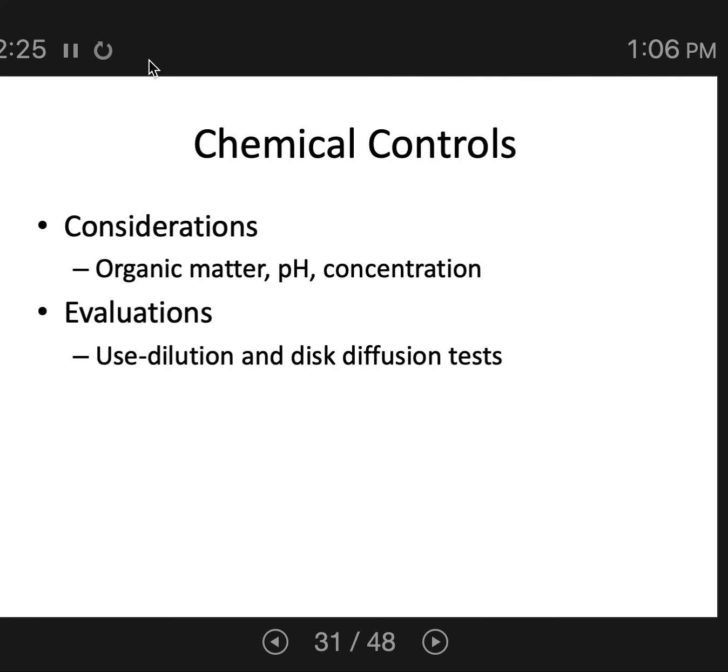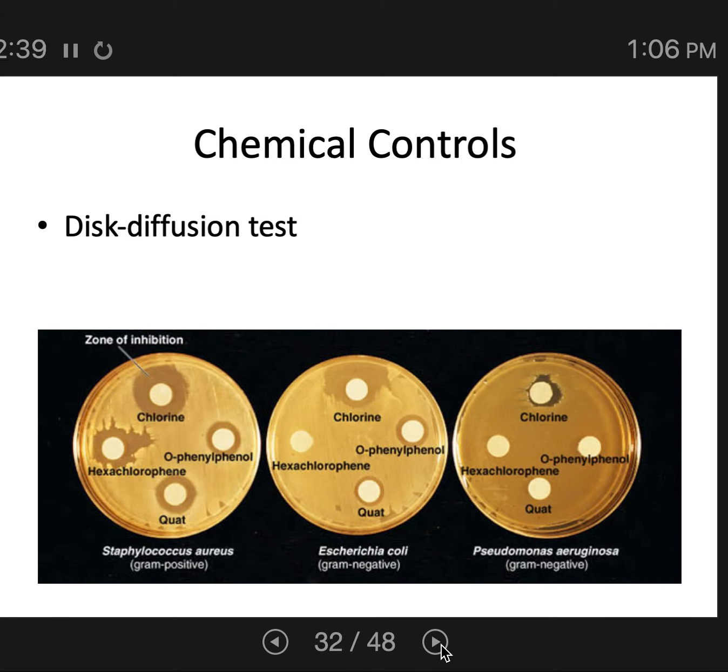So like I said, we're not going to go into the different types of chemical controls in depth, but we will talk more generally about how they work, and we'll also talk about how to test their efficacy. So let's talk about the disc diffusion test right now. Disc diffusion, which can be used to test efficacy of antibiotic drugs as well as biocides, is shown here. So this is sort of how this works.